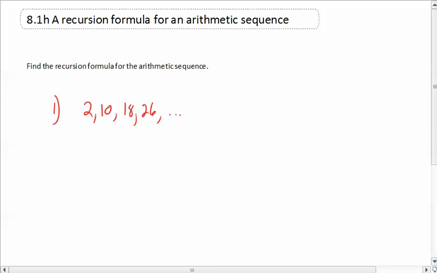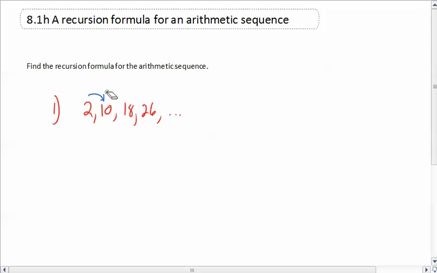We're going to find a recursion formula for an arithmetic sequence. It says find the recursion formula for the sequence. So what is a recursion formula? A recursion formula is a formula in which each term is a function of the previous term. What does that mean? Well, it means that I need the previous term to get the current term. I need 2 to get 10. I need 10 to get 18.